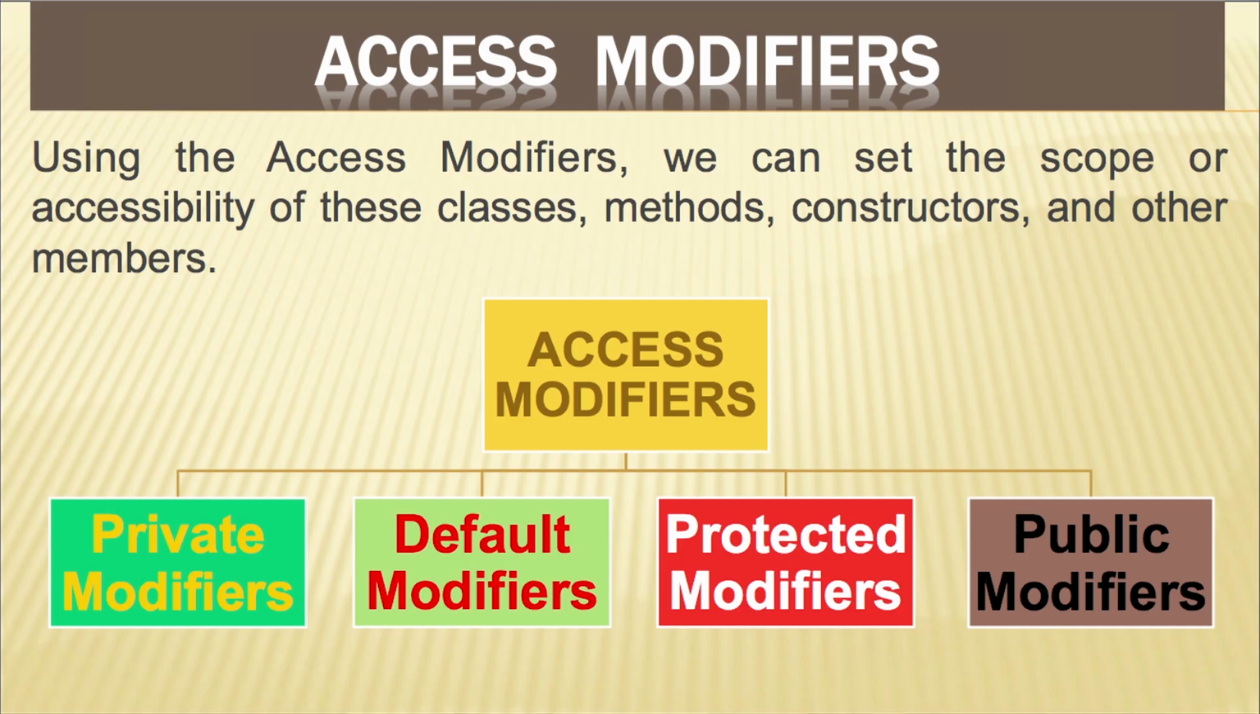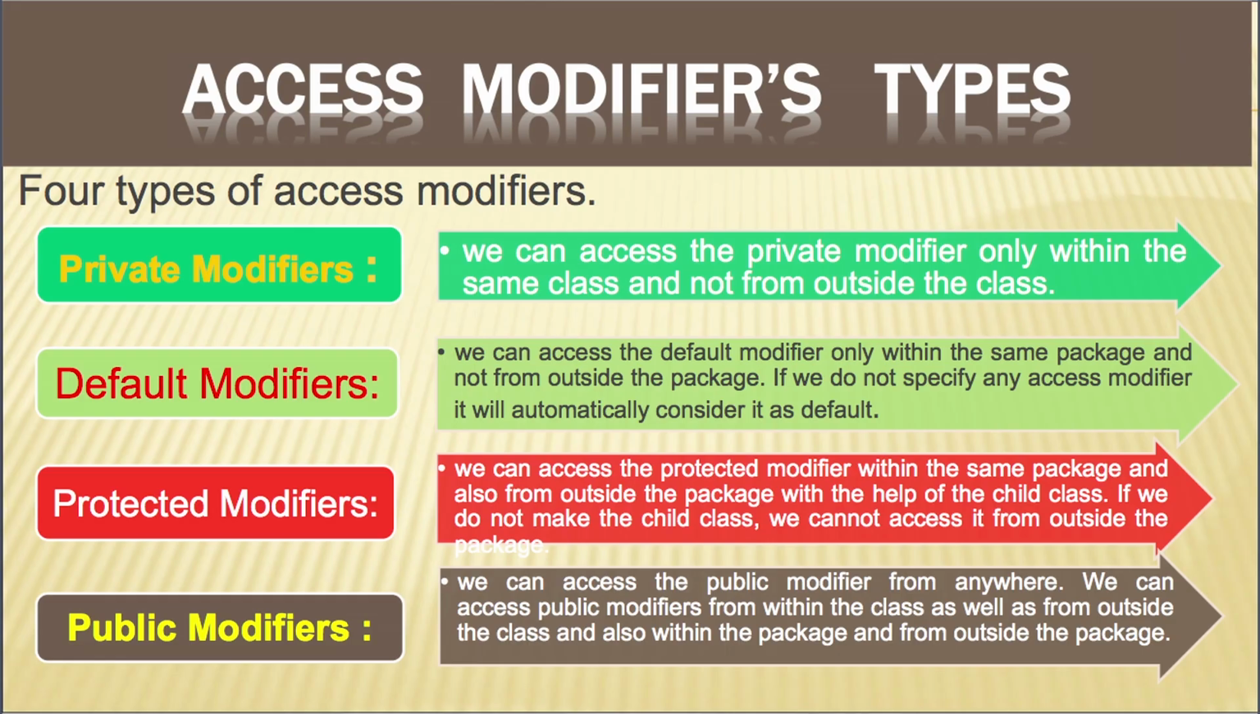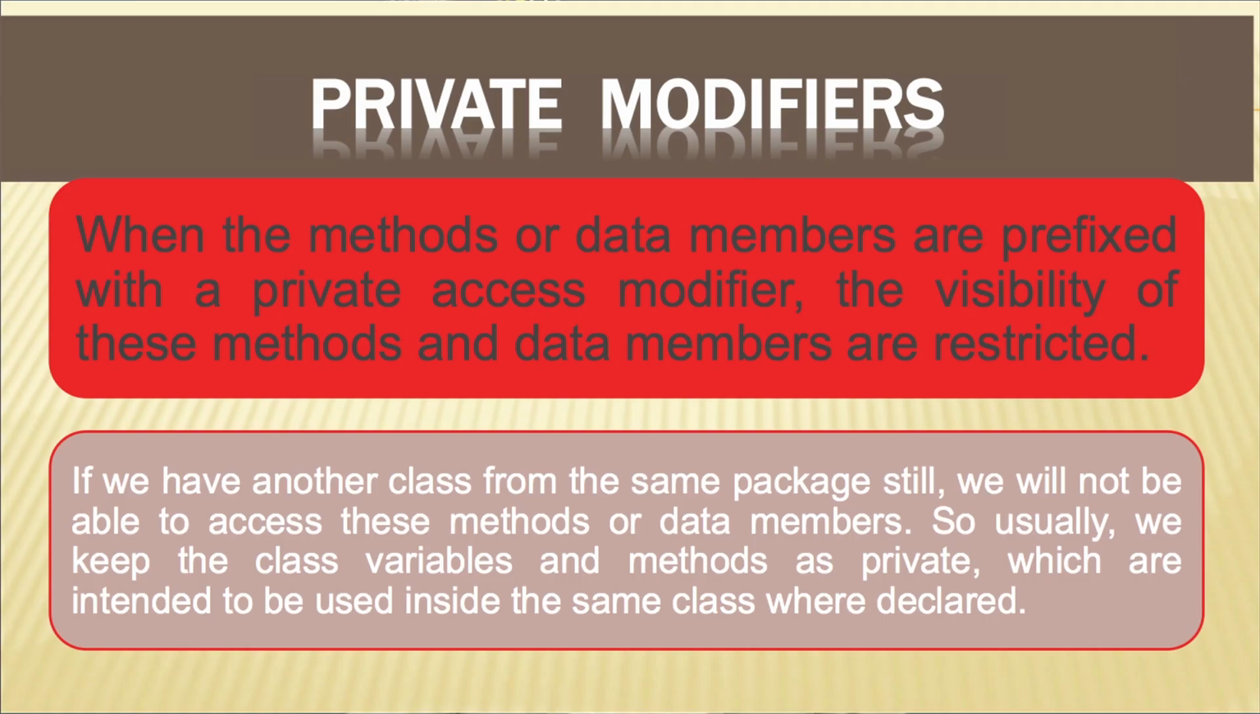So now see the first, the private modifier. What is the private modifier? When a method or data member is prefixed with the private access modifier, the visibility of these methods and data members is restricted. So in the case of the private modifier, the accessibility is restricted, and even if we have another class from the same package, we will still not be able to access those methods and data members.